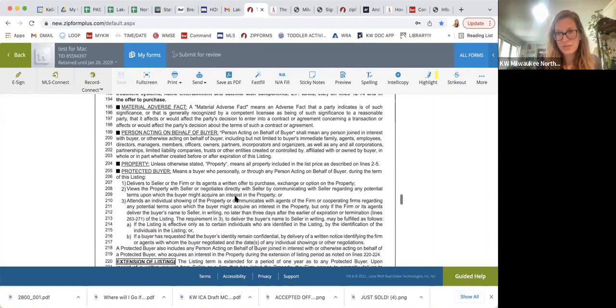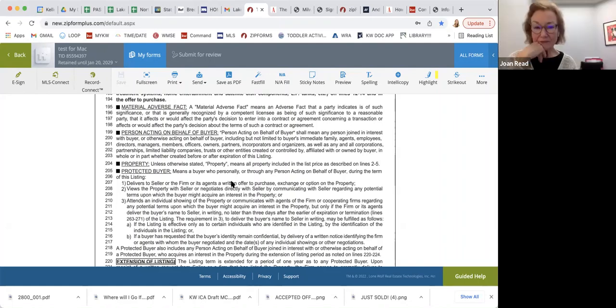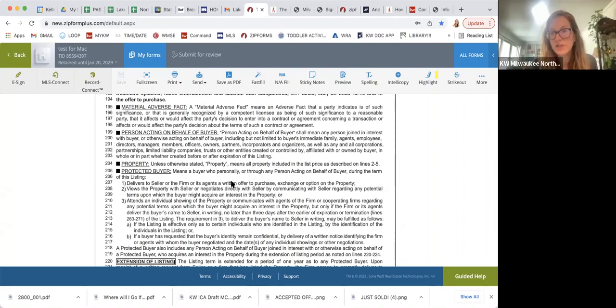Material adverse fact. So a material adverse fact versus an adverse fact. Material adverse fact means an adverse fact that a party indicates is of such significance, or that is generally recognized by a competent licensee as being of such significance to a reasonable party, that it affects or would affect the party's decision to enter into a contract or agreement concerning a transaction, or affects or would affect the party's decision about the terms of such a contract or agreement.